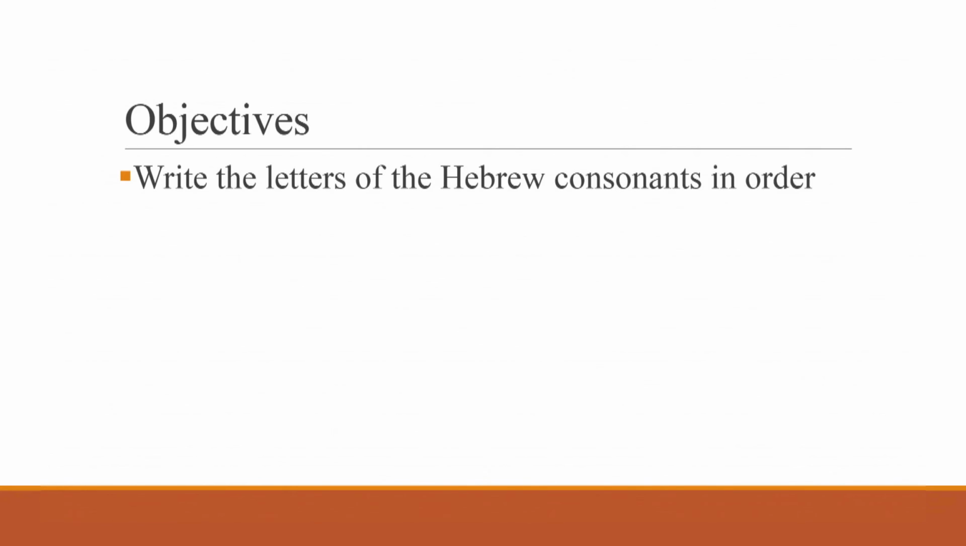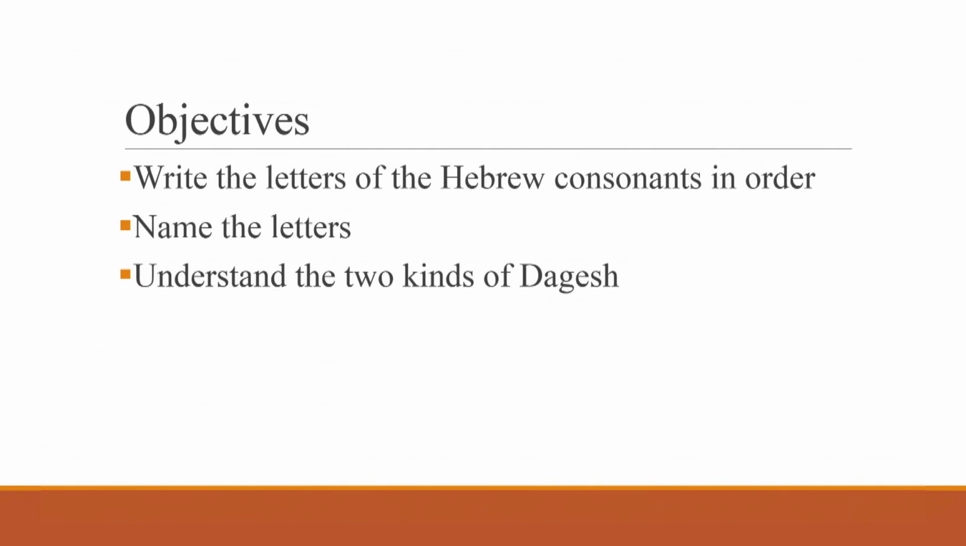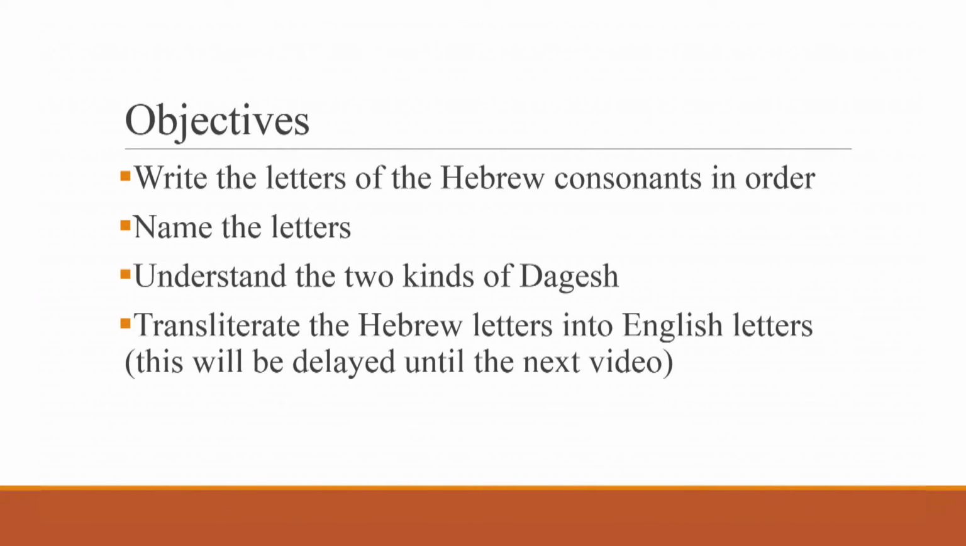In this chapter, we're trying to accomplish several objectives. Students need to be able to write the letters of the Hebrew consonants in order. You'll learn the names of the letters. You'll learn to understand two kinds of dagesh. You'll learn what that is and why it's important later on. You'll also learn to transliterate the Hebrew letters into English letters, and that'll be delayed until the next video.